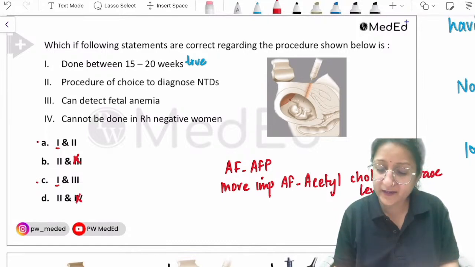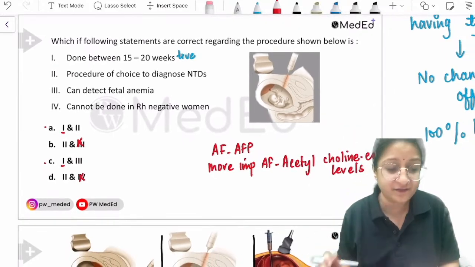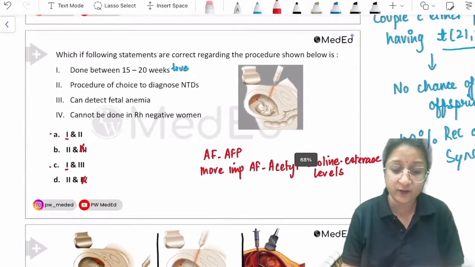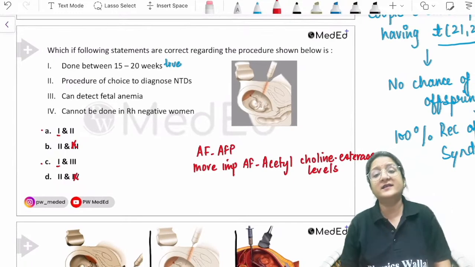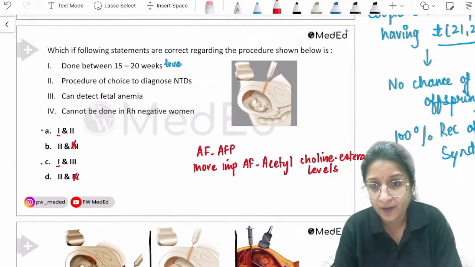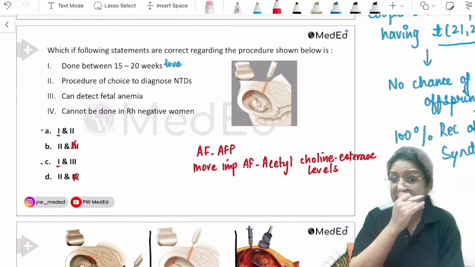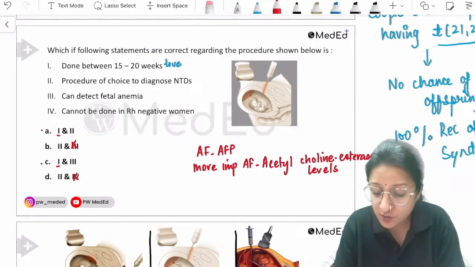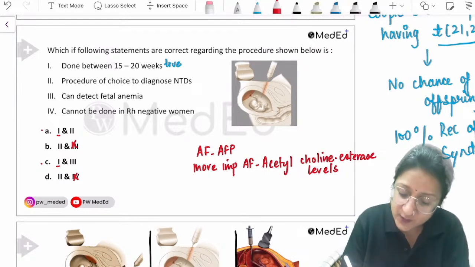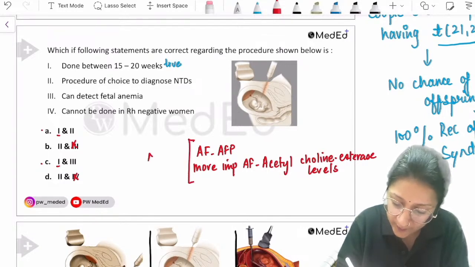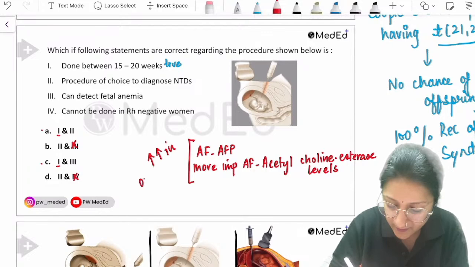Arey, neural tube defects are structural defects. What is the meaning of karyotype in that? Karyotype is for chromosomal abnormalities, these are structural abnormalities. Right, not chromosomal abnormalities, which you can check by karyotype. Okay? So, yes, these will help me diagnose open neural tube defects.